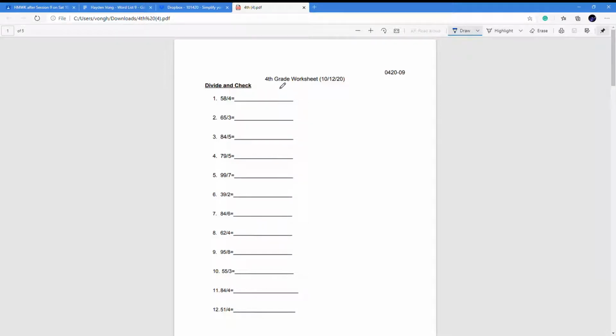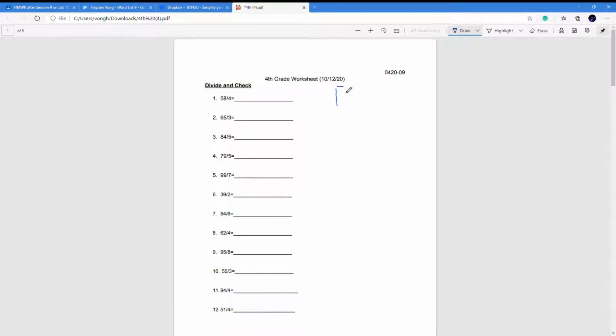Hello, this is the 4th grade worksheet for lesson 9 and I'll be teaching you it. Okay, so the first one is just division and check. Basically, you're dividing and then multiplying your answer with this number to check if you got it correct. So to start off, let's do number 1.